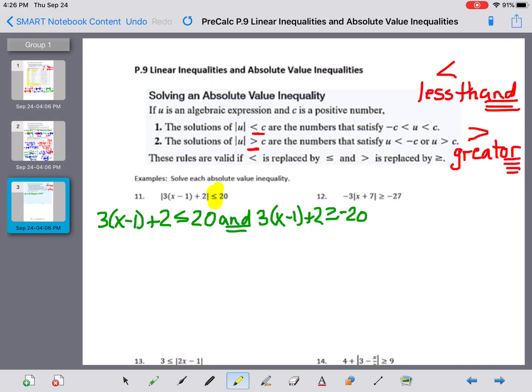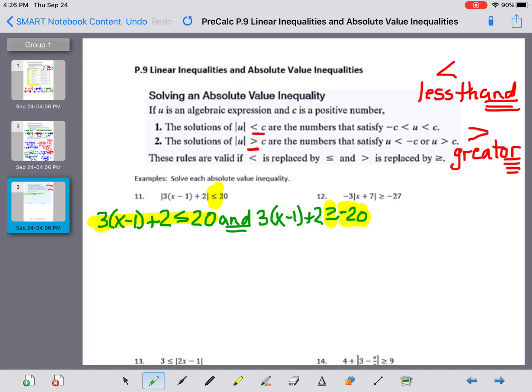So on the second one, we flip the sign of the inequality and the sign of the value itself. Okay, so there's the double change when you do the second one. The first one looks identical to what the first inequality looks like without the absolute value signs.